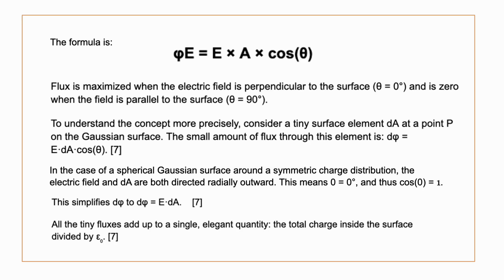If we zoom in on a tiny piece of area, dA, the tiny amount of flux through it is d phi equals E dA times cosine theta. In a spherical shape, the field and the surface point in the same way. So theta is 0 and cosine is 1, meaning that d phi, the little bit of flux, becomes E times dA. Adding up all the tiny fluxes gives us a total flux, which equals the total enclosed charge divided by epsilon naught.